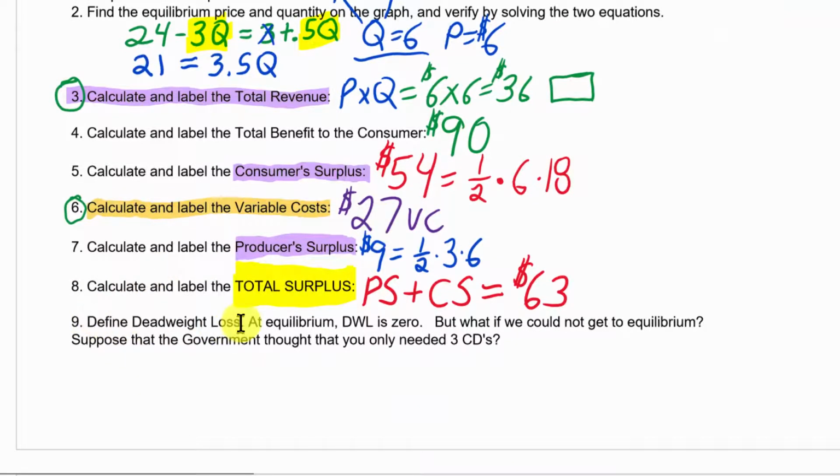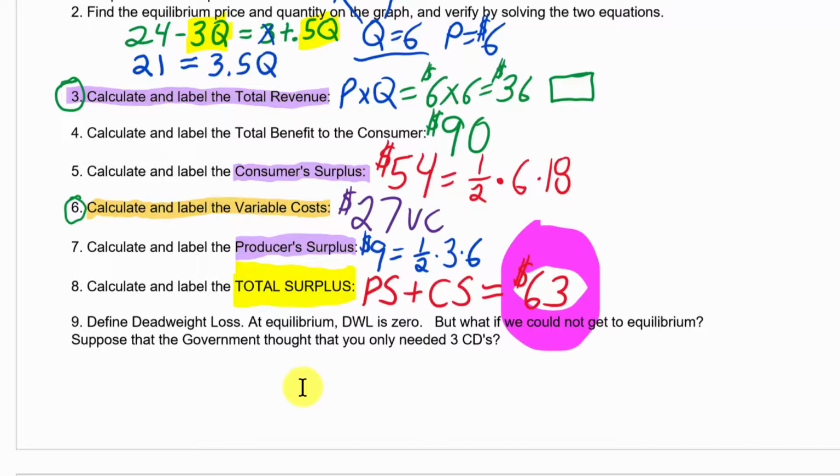What's deadweight loss? Deadweight loss is what we call it anytime something interferes with the market and we are not able to get to the efficient point, which in this case we're assuming is the equilibrium. The equilibrium isn't always the best point, but in this case, let's assume it is. So deadweight loss is when we can't get the largest total surplus possible. In other words, for some reason we can't get this $63. In this case, let's assume we could not get to that equilibrium.